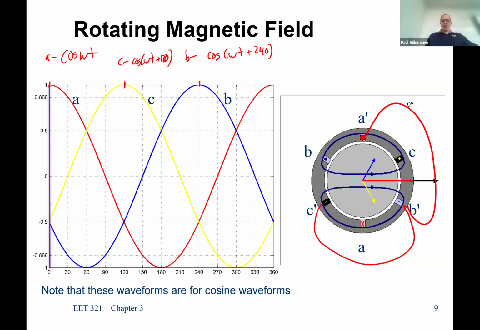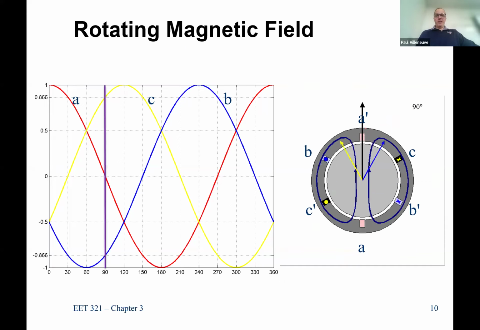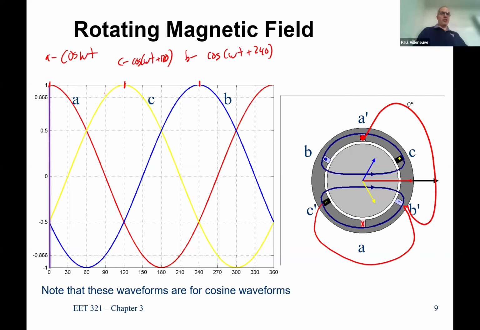All right, so let's put this in motion. So this is at 0 degrees. Now we're at 90 degrees. 90 degrees, what has happened? Well, my phase A current is this value. My B current is this value. And my C current is that value. Look at the previous case when I was at 0 degrees. My phase A was here. My B and C are at the same value. Everybody notice those are minus 0.5.